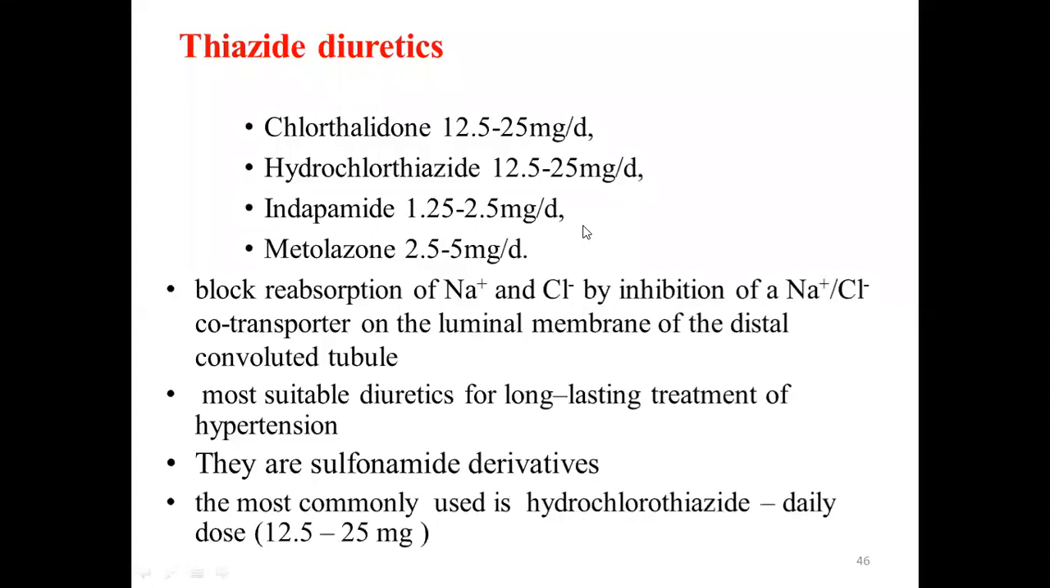So it is mandatory to give much emphasis to the renal tubule when you are discussing diuretics. Mostly they block the reabsorption of sodium and chloride. This is mainly in the distal renal tubule. They are the most suitable diuretics for long-standing hypertension, and they are sulfonamide derivatives.